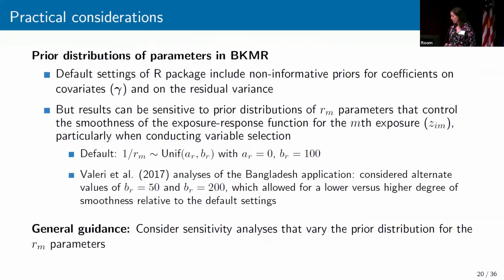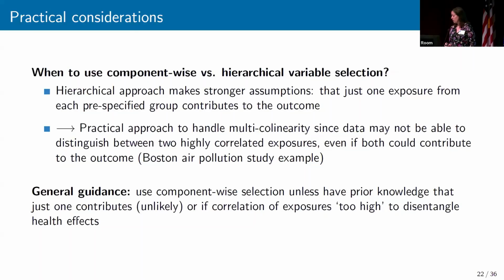So let's see if I can get back. Okay, so how I've tended to view the choice between these two is that I prefer to use the component-wise selection, unless you would have prior knowledge that just one component contributes, which seems unlikely that you would really have that knowledge. That's why we're doing these analyses to begin with. Or if the correlation of exposures is too high that you wouldn't be able to disentangle the health effects. So practically, what we've done for other applications when we have highly correlated exposures is we just pick one. This is avoiding that need to just pick one to include in the model. You can include both, but you're just grouping them together, acknowledging that there's limited ability to disentangle their effects.